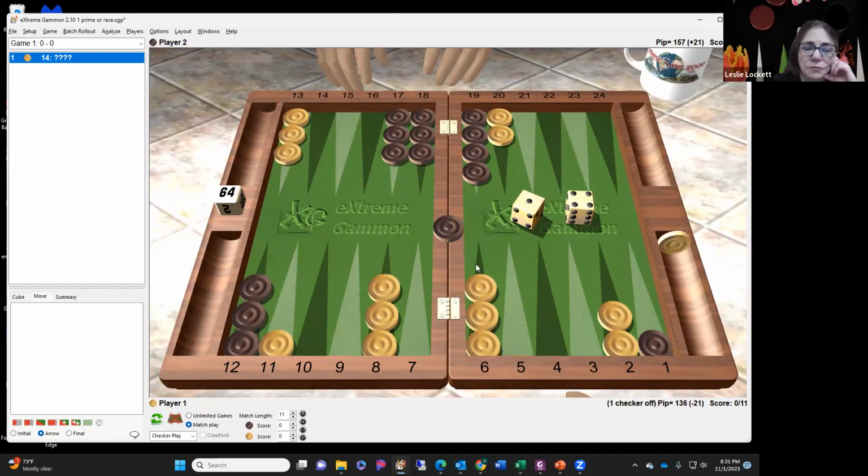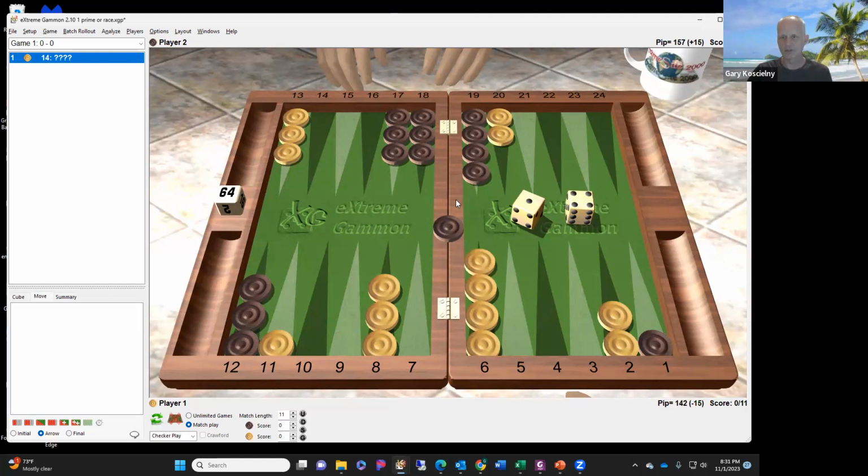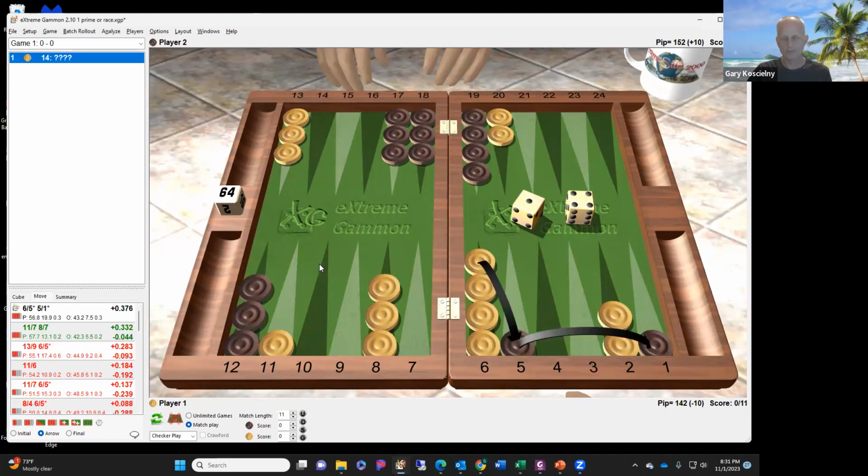So let's look at the answer here. And it is a double hit. That is a very aggressive play. It's very often right to do the double hit because you've got fewer return shots, and it's very often right when you've got the 10 checkers in the zone.